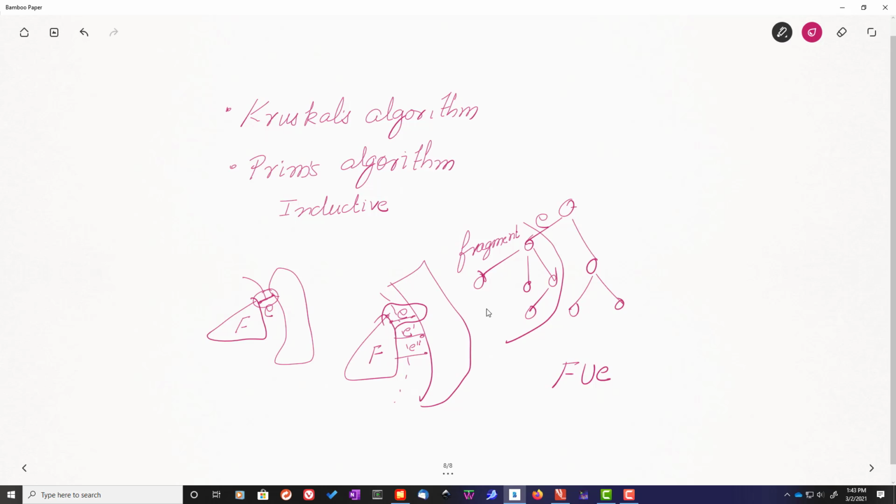So this of course is easy to prove. So let us look at this once again. Let's say that this is a subtree, this is a fragment, and you have one edge E to the outside, to the rest of the nodes. Alright. And so then currently it's a tree, we claim that this is the MST. Let's assume this is not the case. Well, if this is not the case, then what would happen?